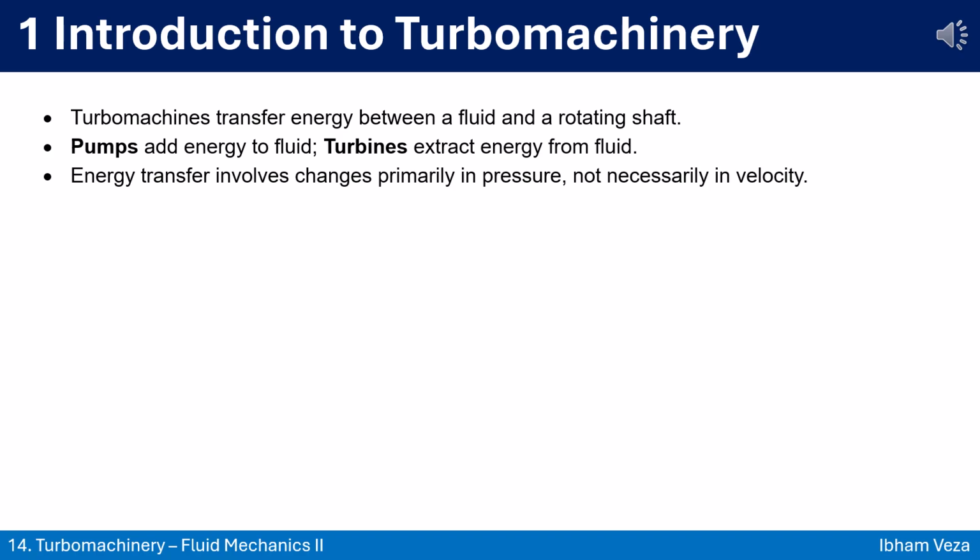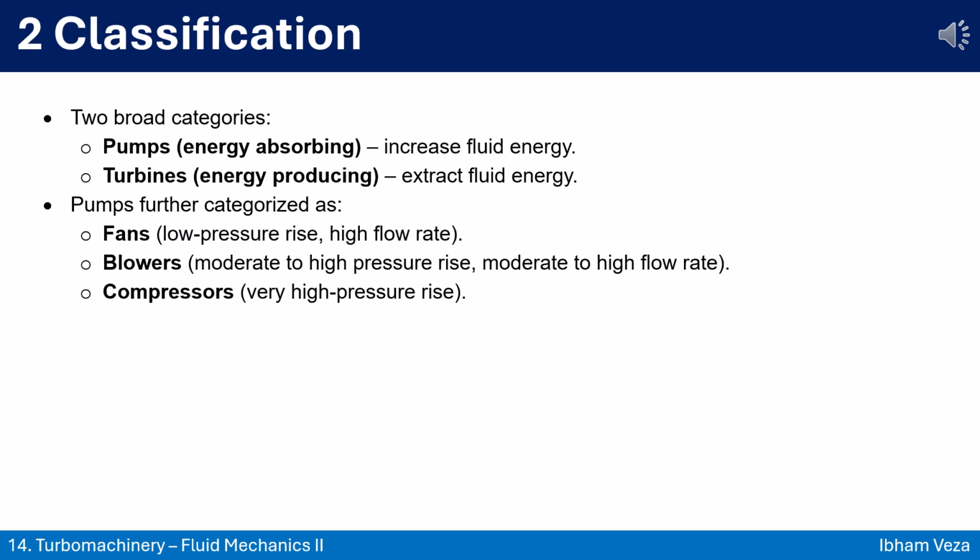On the other hand, turbines are the reverse. They harness the fluid's energy to spin a shaft, generating useful mechanical power. Unlike devices that rely on high-speed fluid jets or velocity increases, turbomachines mainly operate through pressure changes. That's the essence of what differentiates them from jet propulsion or momentum-based systems. This chapter will guide you to understand how energy transfer happens in these machines and how pressure becomes the central variable in their operation.